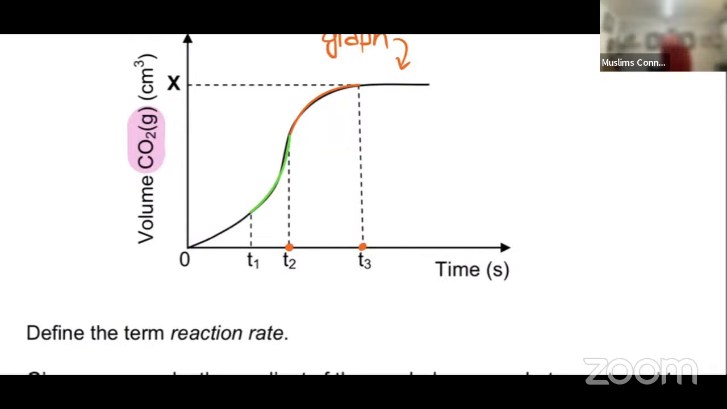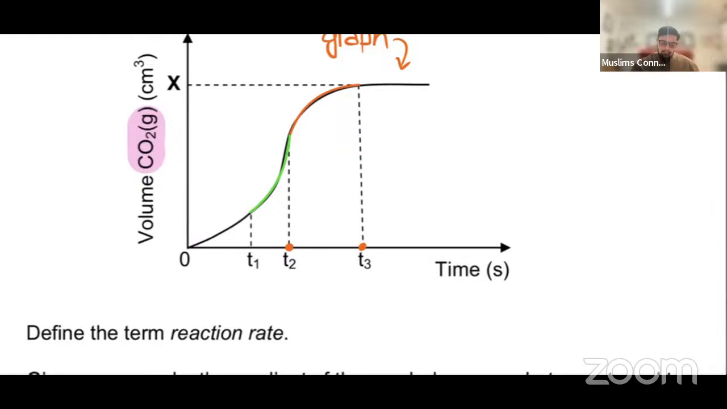Gradient of the graph is increasing. Excellent, right? So the gradient of the graph is increasing. Very good. We can see that because the graph is becoming steeper. The tangent lines would be more and more steep as you go from T1 to T2, right? Very good. So that means that the rate of the reaction is increasing.